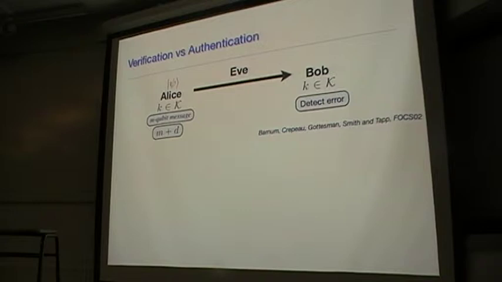They said, imagine that you have Alice and Bob. Alice has some quantum state in hand and wants to send it to Bob, but it goes through a noisy channel that Eve will interfere with.